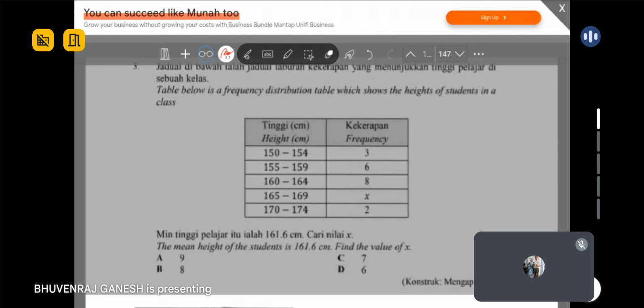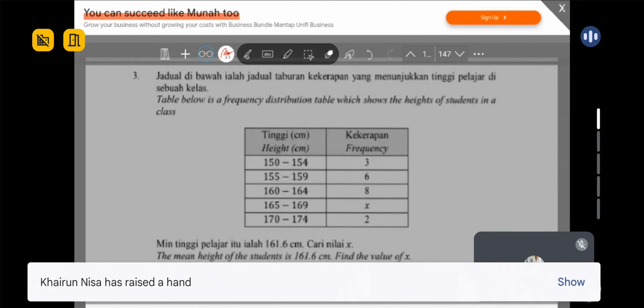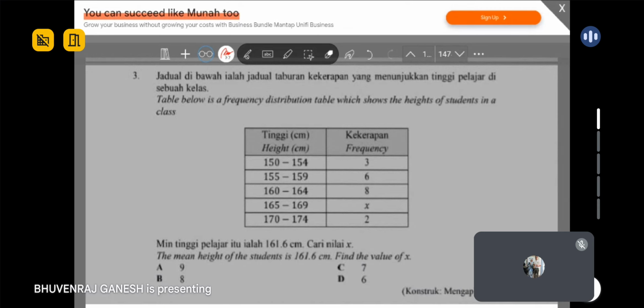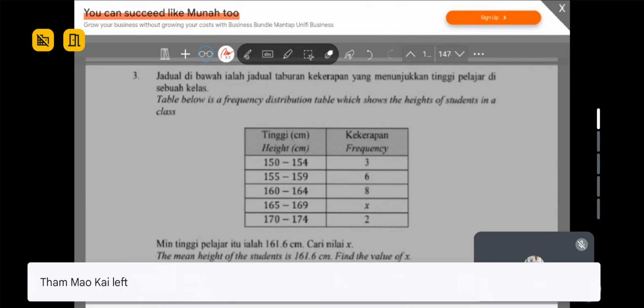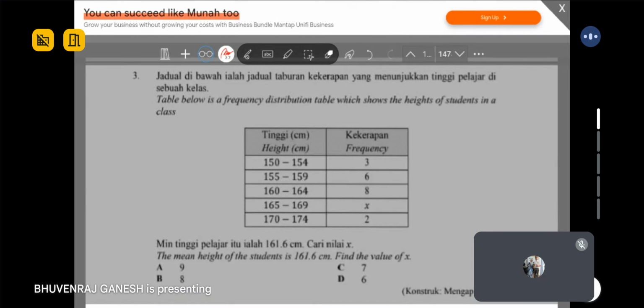Okay, next one. For this question, this one you might take some time, akan ambil masa. So you try and see how to find the x. Macam mana cari nilai x? When you get the answer, direct share. Bila dapat jawapan, terus share.